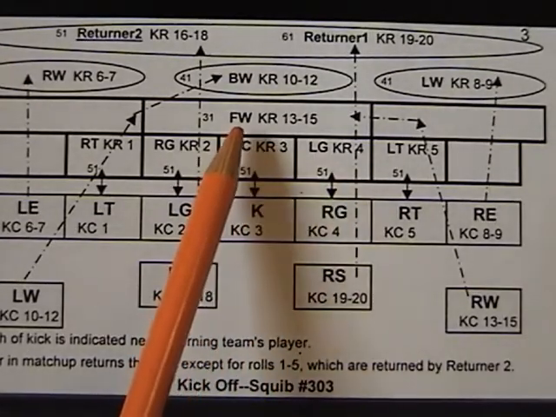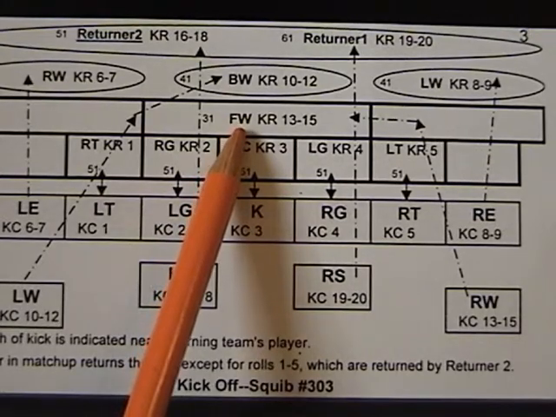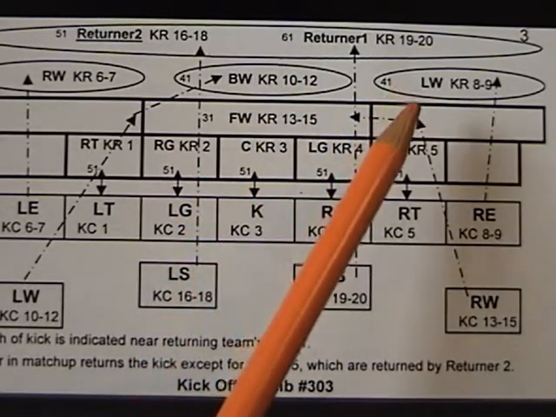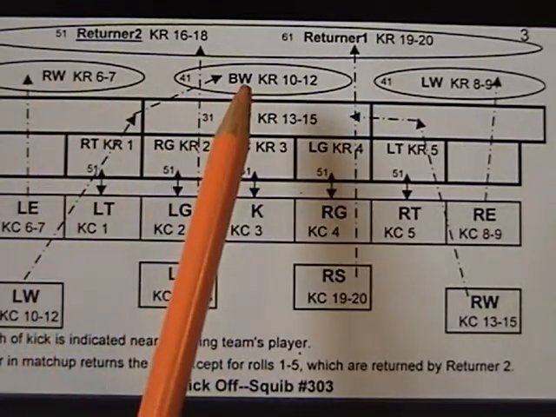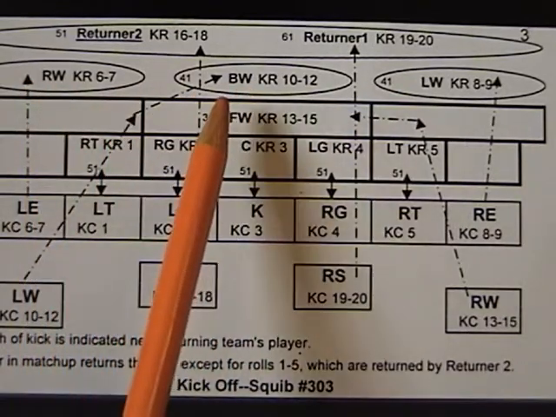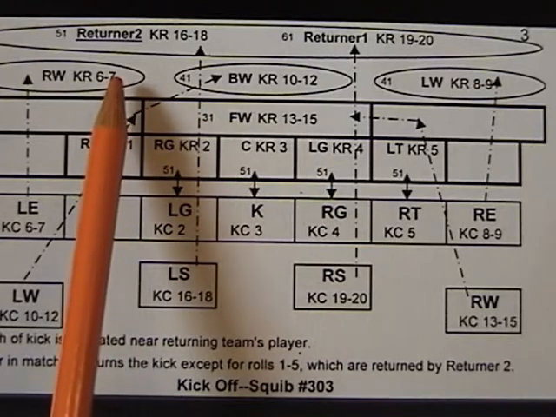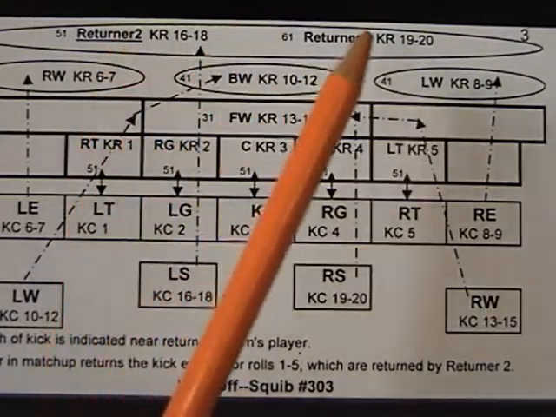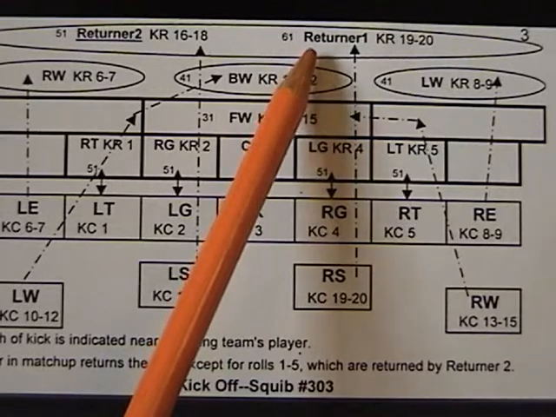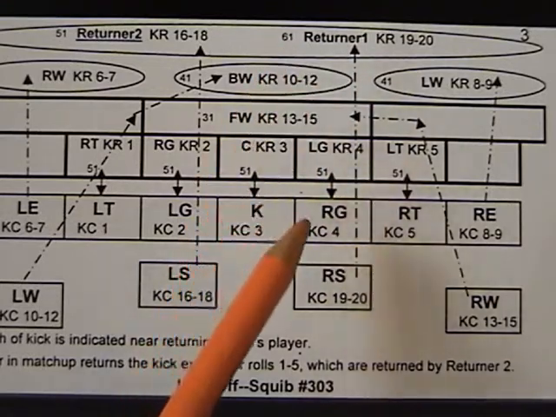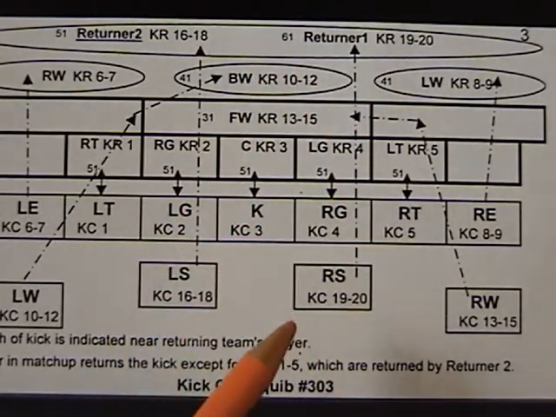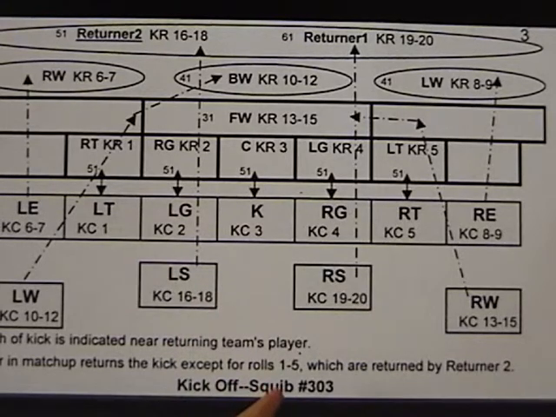And as you see, the FW, forward winger, the left winger, right winger, back winger, etc. These guys can now be actual kickoff returners on squib kicks. It's not just returner 2 Simpson and returner 1 McCulloch. We'll note that on rolls 1 through 5 down here, on squibs we're also going to have extra chances going to returner 2 Simpson rather than just strictly to returner 1 McCulloch.